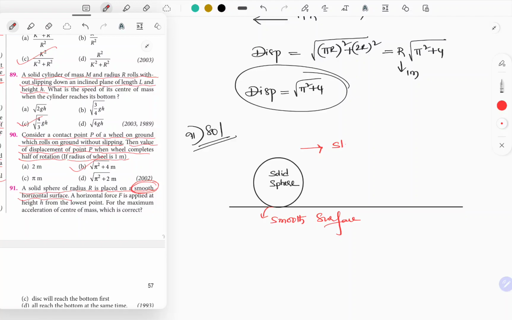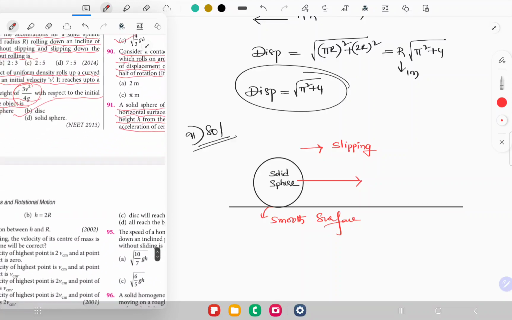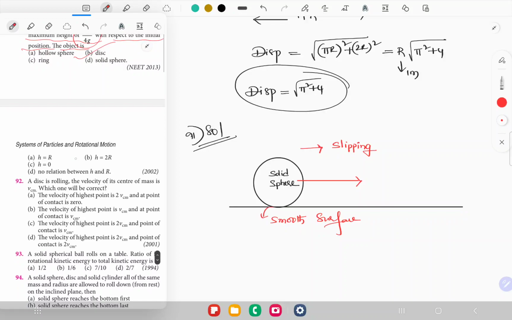It is a slipping motion. Slipping in the sense it will have only translational kinetic energy. That means it doesn't matter where you apply the force, the object will move in a straight line only. A horizontal force F is applied at a height h from the lowest point for maximum acceleration of center of mass, which is correct? Okay, look at the options: h is equal to capital R, h is equal to 2R, or h is equal to 0.